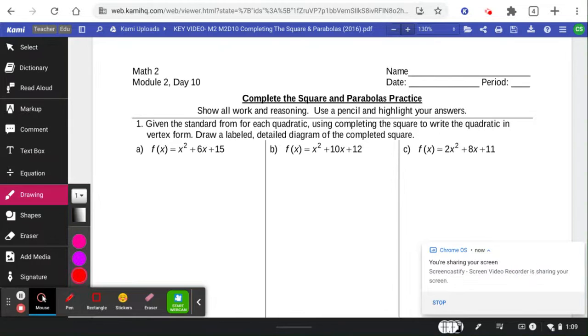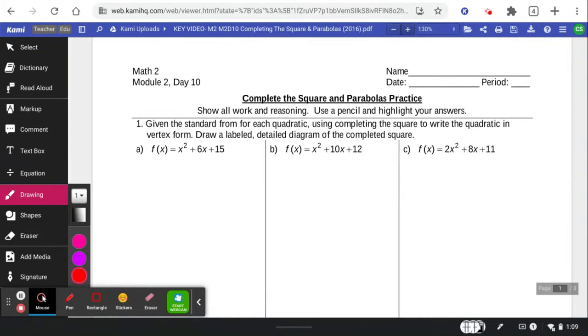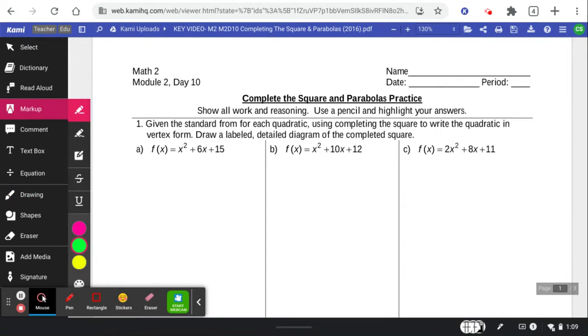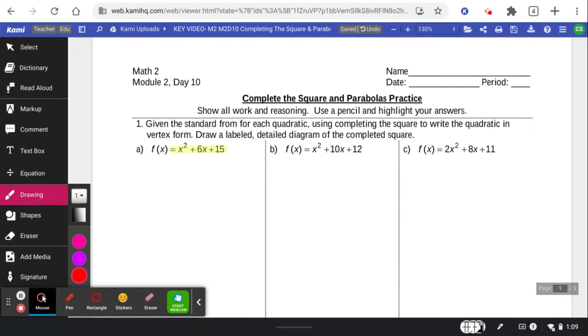All right, here's the first page of homework. Let's take a look. We are completing the square in order to put this standard form into vertex form. When we're given an equation like this, it's called ax squared plus bx plus c. That is called standard form. So let's go through our 5 steps and see if we can get this into vertex form.